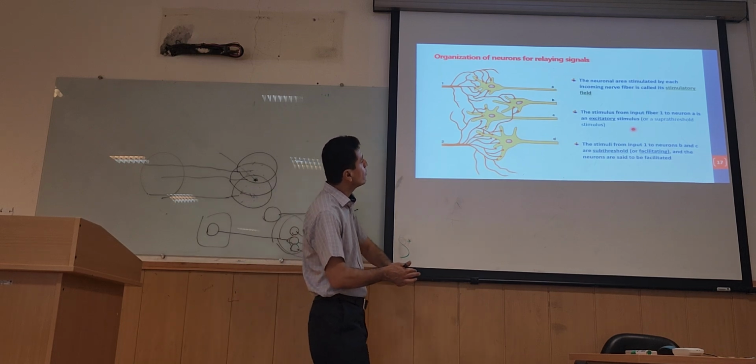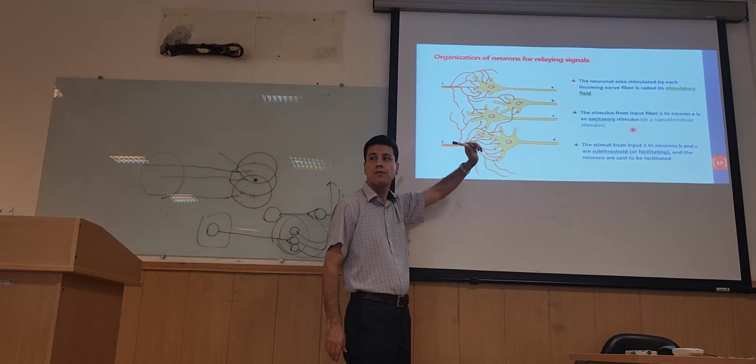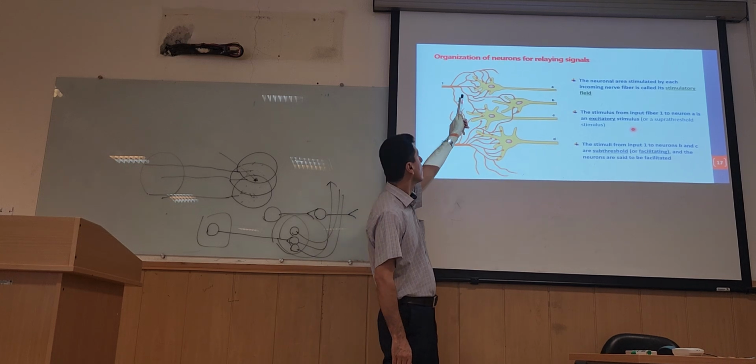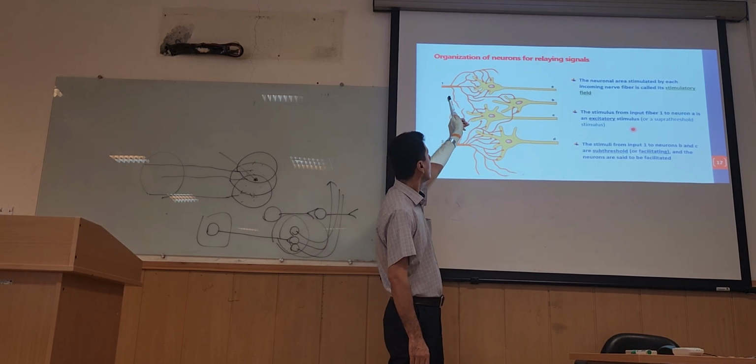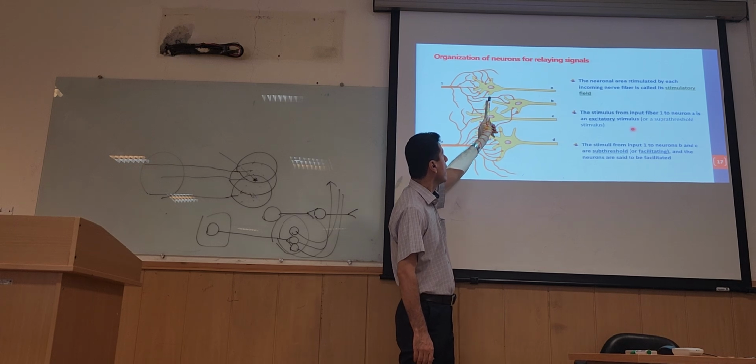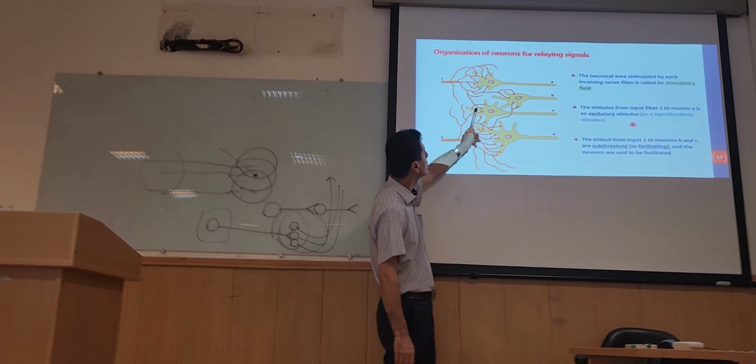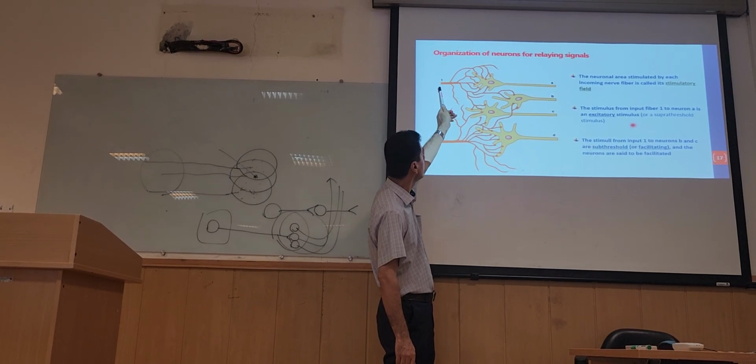So you have neuron number 1, which connects to neurons A, B, and C. You can see the branches. They make contact with neuron A. Some of them go to neuron B. A few of them go to neuron C, but there is no connection between 1 and D.